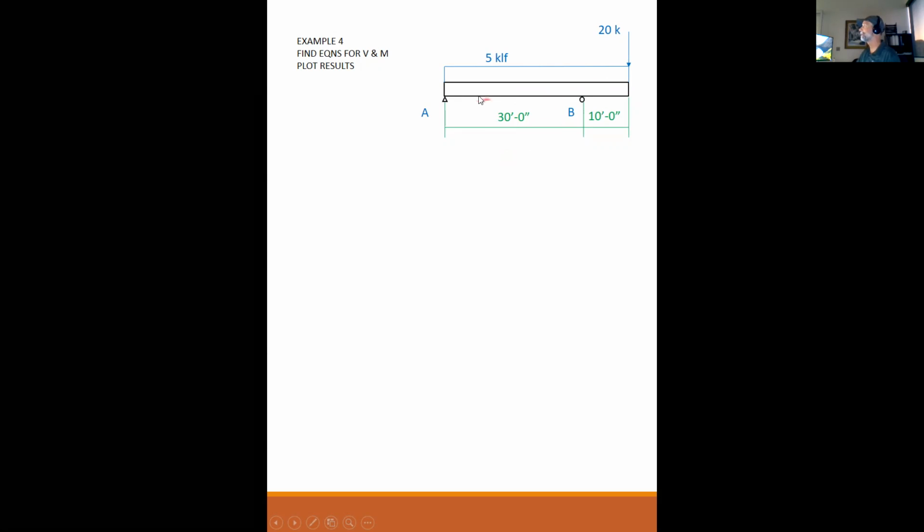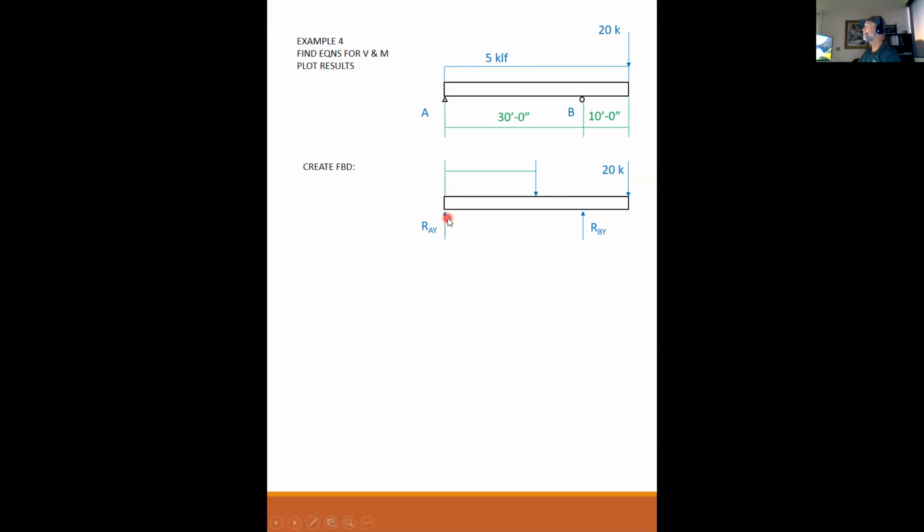So sorry about that, but what this is meant to illustrate is a 5 kips per foot load applied over the entire 40 feet of the beam. And there's a 20 kip load right on the end of the cantilever. We need to find our reactions. So we're going to create a free body diagram. I have drawn the diagram.